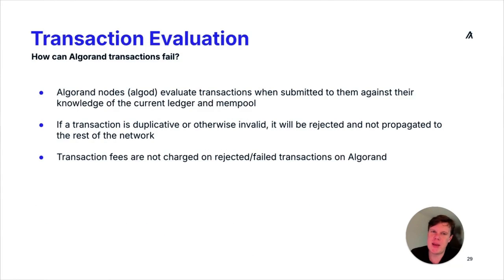Okay, let's talk about what happens when transactions fail. Whenever you submit a transaction to the network, the nodes participating in the network run a bunch of checks to make sure that the transaction is valid. If a transaction is invalid, so if it's a duplicate or a double spend, it gets rejected by the network and it won't be added to the blockchain. The good news, though, is that you don't have to pay any fees for rejected or failed transactions. This keeps everything nice and fair and prevents unnecessary costs.